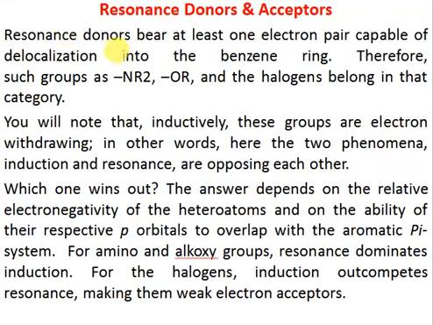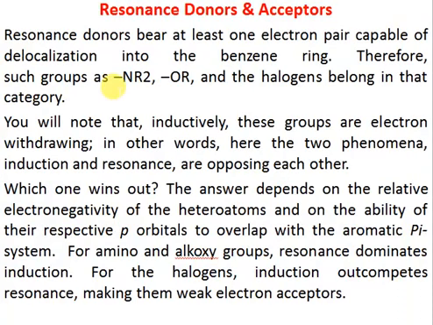Such groups include the amino groups, the oxygen groups, which can be in the form of hydroxy group or ether, and the halogens. All of these groups, the nitrogen, oxygen and the halogen, have lone pairs, they have shareable electron pairs. So these groups act as electron donors. If you just consider these, the same groups are electron withdrawing with respect to inductive effect as well.